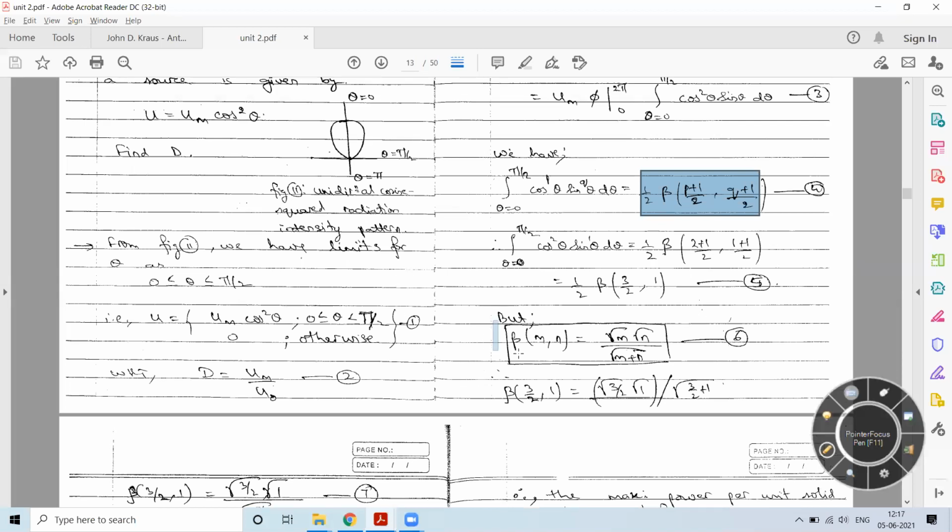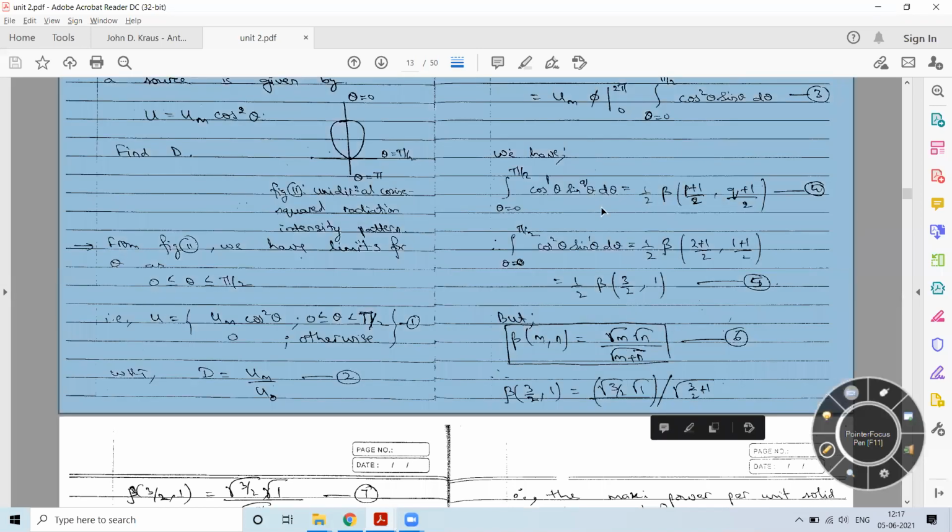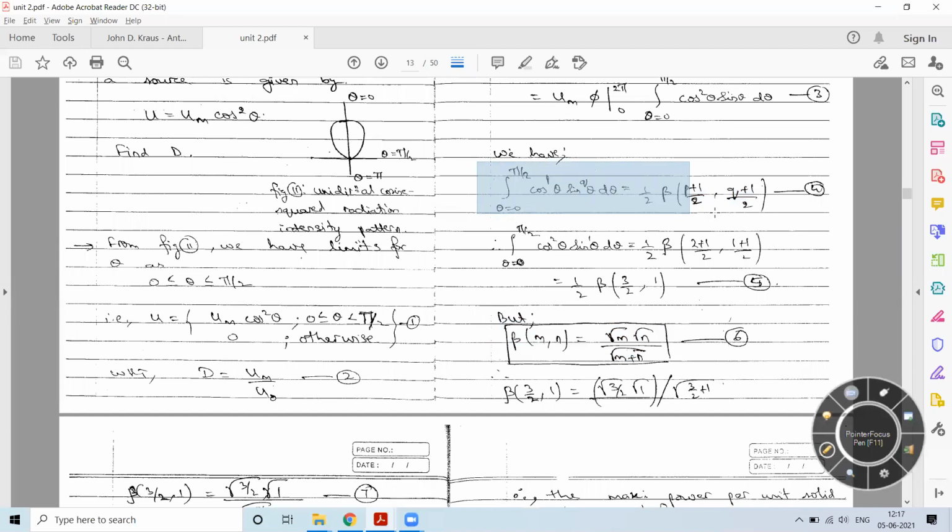So these are the beta and gamma functions we have given. If I have an integration in the range of 0 to pi by 2 of cos raised to p theta sin raised to q theta d theta, I can apply the beta function to this. This integration is equal to half of beta of (p plus 1) divided by 2, comma (q plus 1) divided by 2. This is beta of m comma n, which is equal to gamma of m into gamma of n divided by gamma of m plus n.